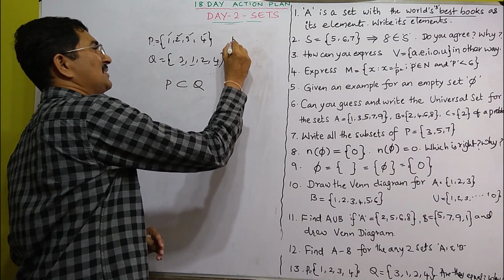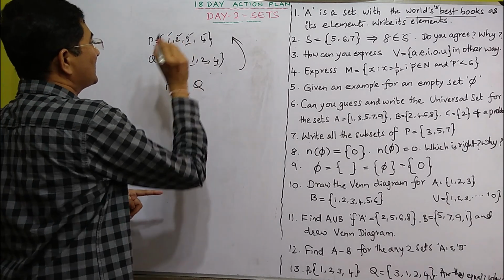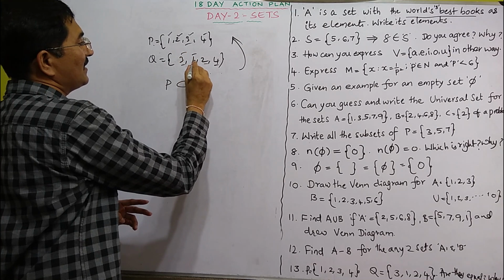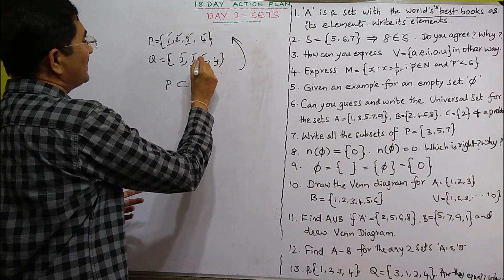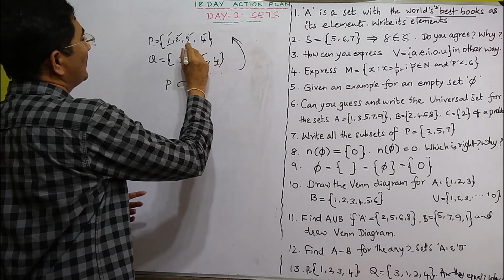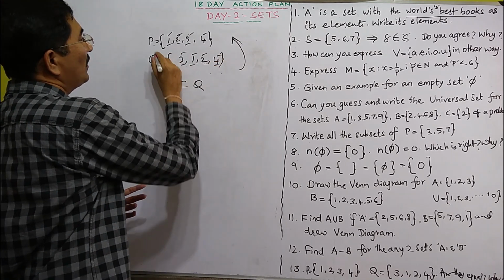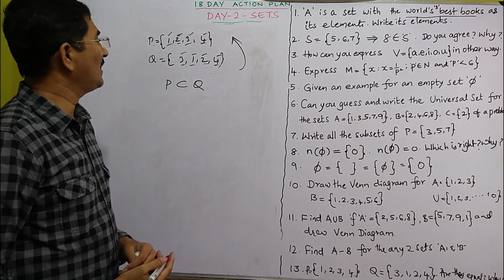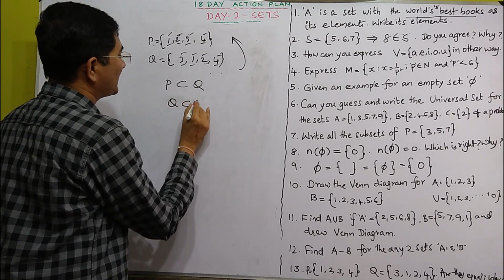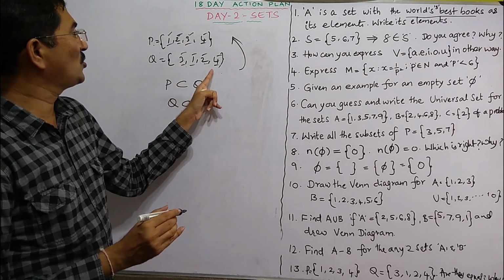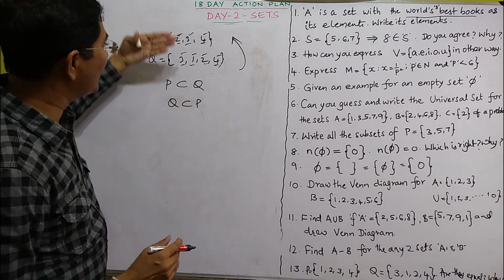Now we will go in this direction. 3 that is present in Q is present in P. Yes. 1 that is present in Q is present in P. 2 that is present in Q is present in P. 4 that is present in Q is present in P. So finally all the elements present in Q are present in P. That means we can say Q is a subset of P. Why? All the elements present in Q are present in P.